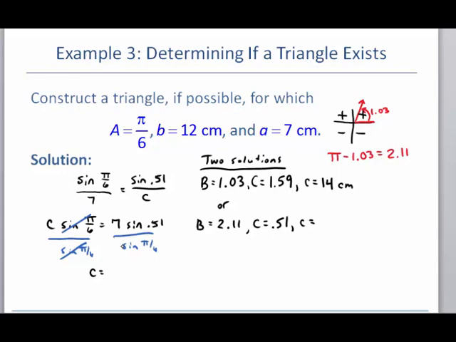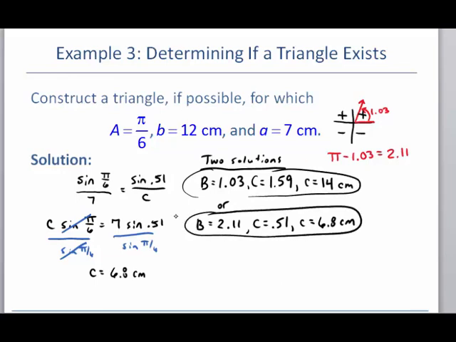And we're going to enter the result into our calculator. So 7 sine 0.51 divided by sine pi over 6. And that gives me 6.83, which we're going to round to 6.8. And that completes my second triangle. And so again, this problem produced two answers that satisfy the conditions of the original problem.